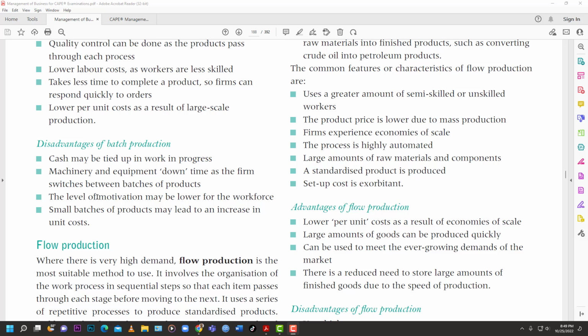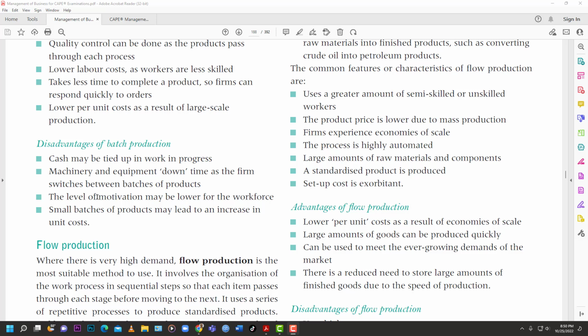Machinery and equipment downtime as the firm switches between batches of products. So they're saying that if you, let's say you're running a batch of t-shirts with a certain name or logo or whatever, certain customized jersey, when that finishes, downtime: change out the filament, change out this, change out that, get it ready, get the color scheme ready for the next batch. So you have downtime between switching from one batch to the next.